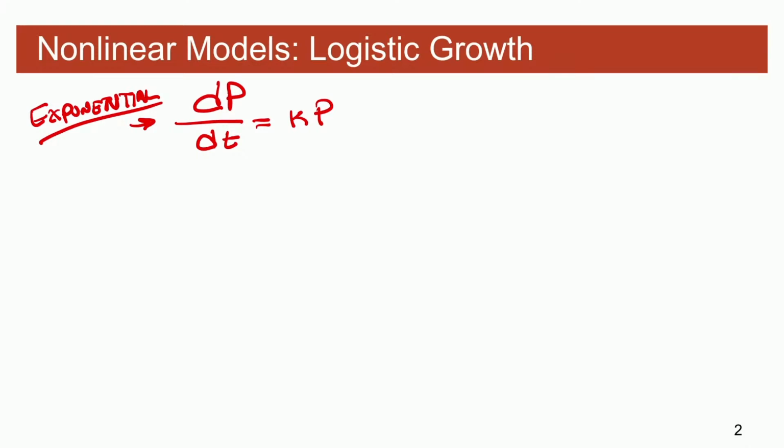If you have 1 million people, there are going to be many more babies than if you have 100 people. The same goes with people dying. You're going to have more people dying in a population of 1 million than in a population of 100. So that's an exponential growth model.